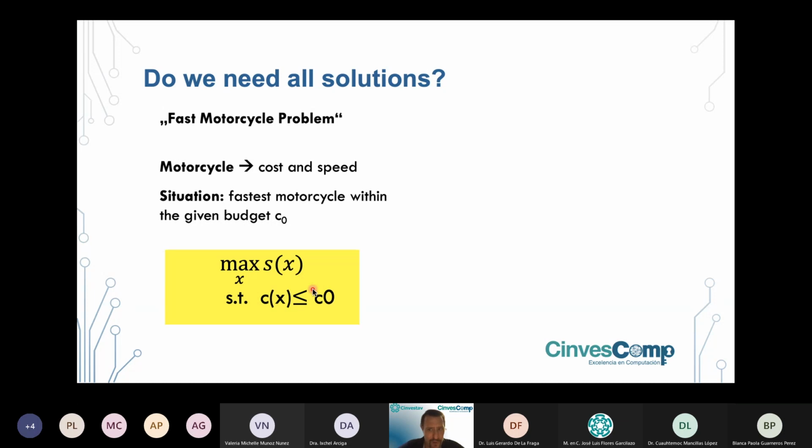So the optimization problem we have is this. It's not a multi-objective optimization problem. It's a single objective problem. So you maximize S of X, the speed of X, such that the cost is less or equal than your given budget. Entonces, ¿qué tenemos aquí?